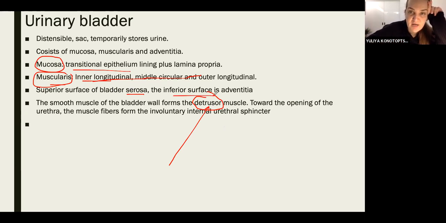The inferior surface of the bladder has adventitia, because in both genders, it is connected to the anterior abdominal wall, just a bit. And you will see that in males, it's also connected to the rectum, and in females, it is connected to the uterus. So the bottom part of the bladder will be connected to lots of things. So that's why it has adventitia there.